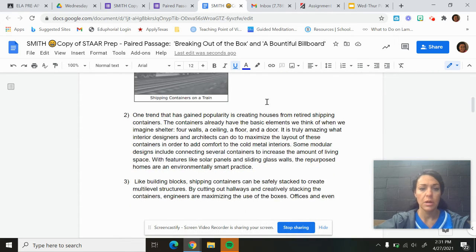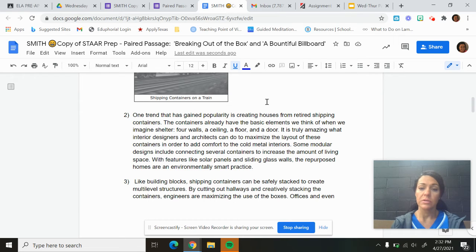Here's your caption. One trend that has gained popularity is creating houses from retiring shipping containers. The containers already have the basic elements we think of when we imagine shelter: 4 walls, a ceiling, a floor, and a door. It is truly amazing what interior designers and architects can do to maximize the layout of these containers in order to add comfort to the cold metal interiors. Some modular designs include connecting several containers to increase the amount of living space.